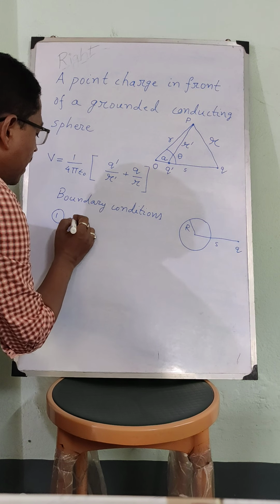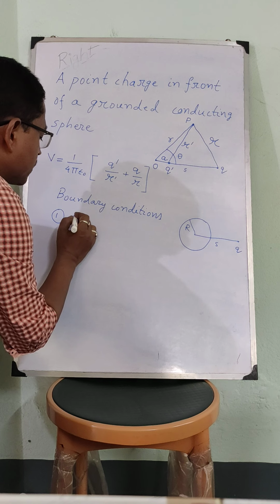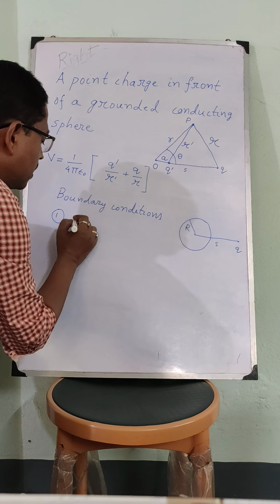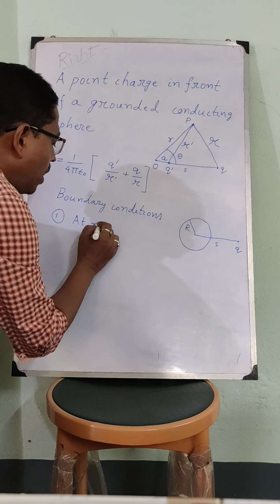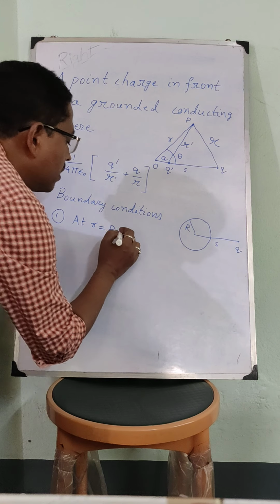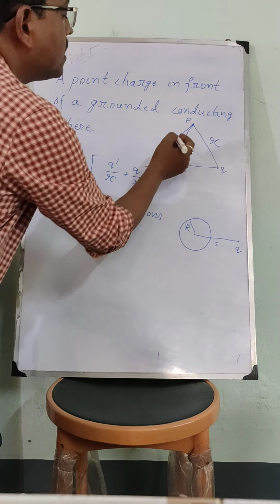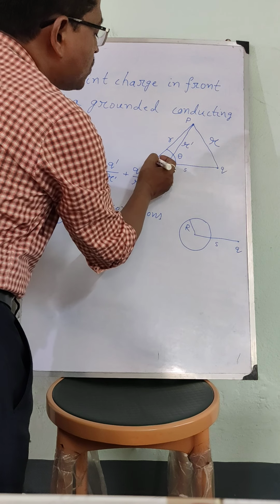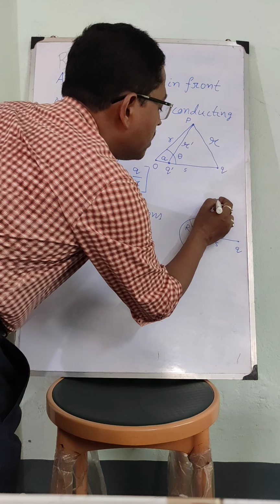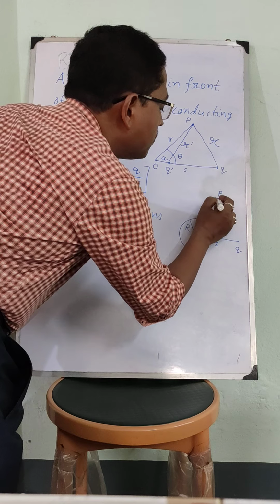So, at small r equal to capital R, small r means the distance from the center of the sphere. This is our point P.